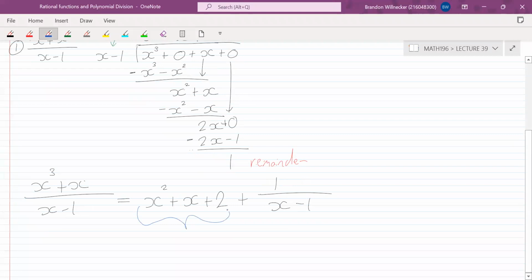So this part here, this is like the whole number part. If you were doing this with numbers, then you would say that is the whole number part. And then this leftover part, this is the remainder or the fractional part.